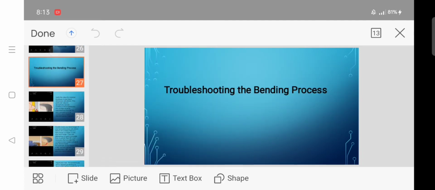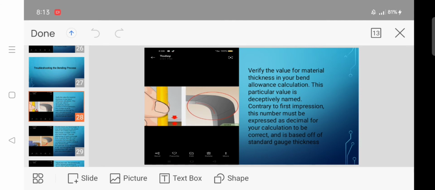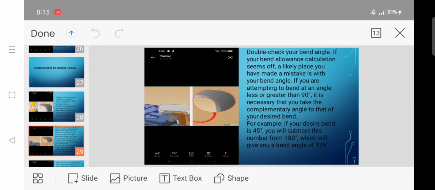Troubleshooting the bending process. Verify the value for material thickness in your bend allowance calculation. This particular value is deceptively named, and contrary to the first impression, this number must be expressed as a decimal for your calculation to be correct, and it is based off of the standard gauge thickness.